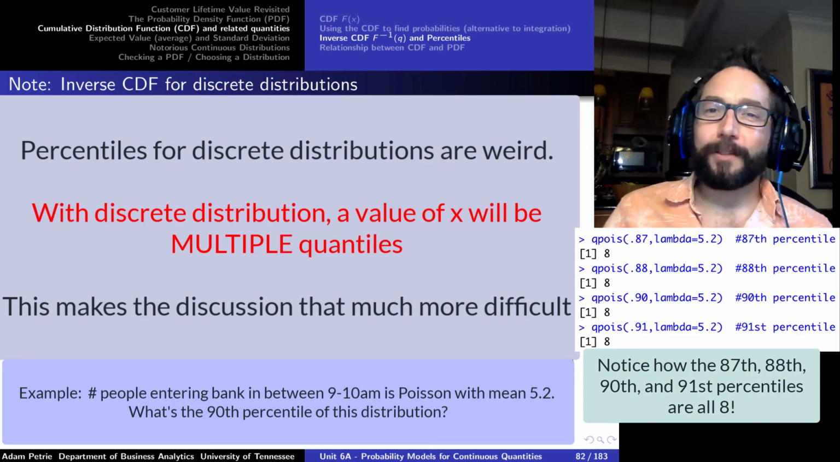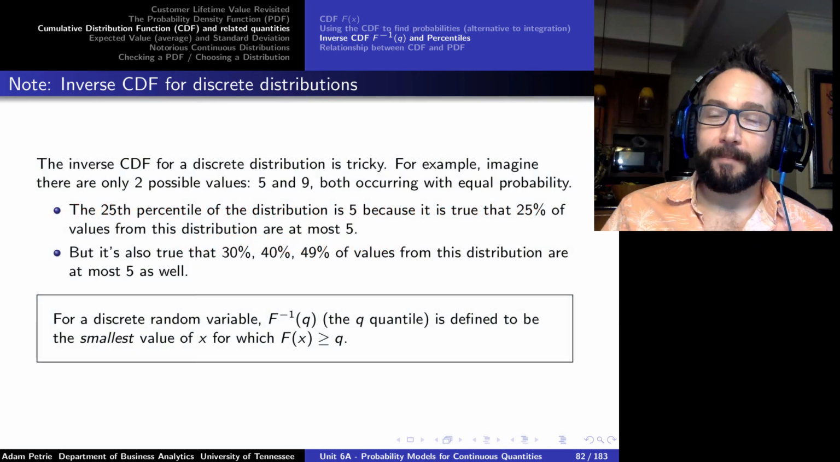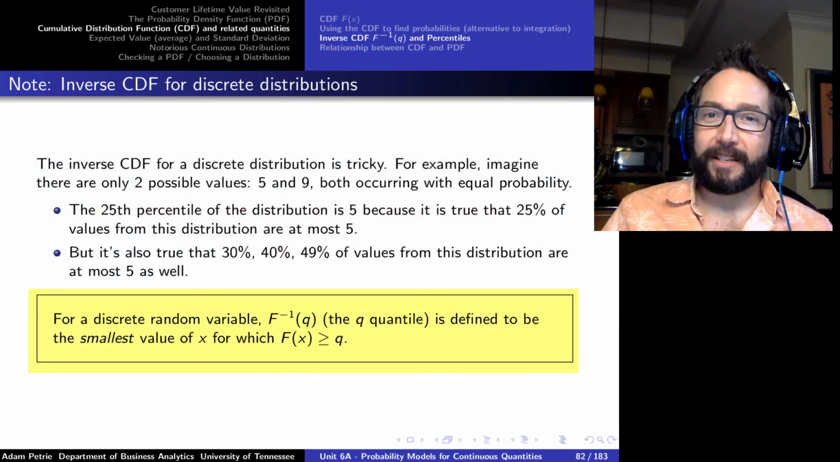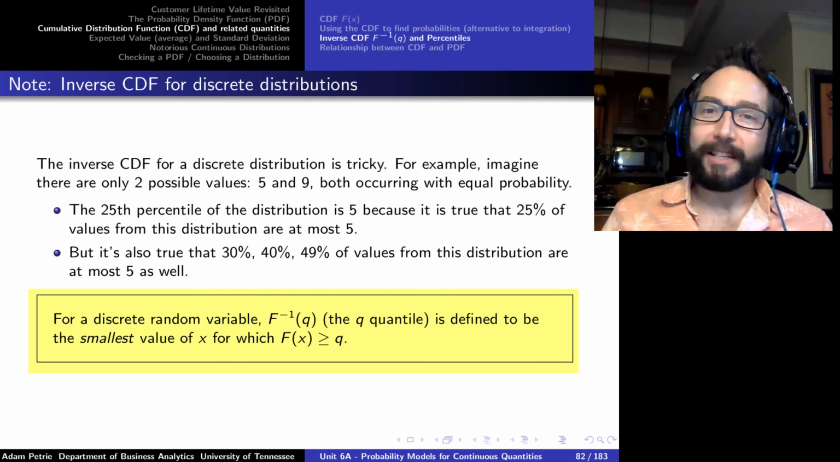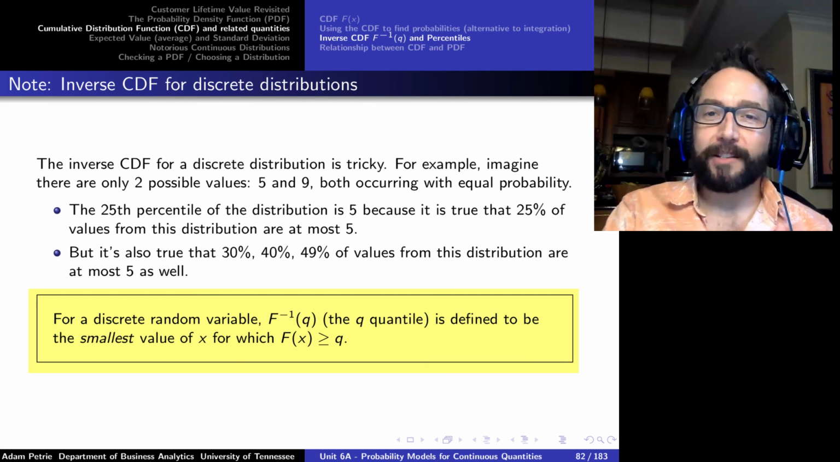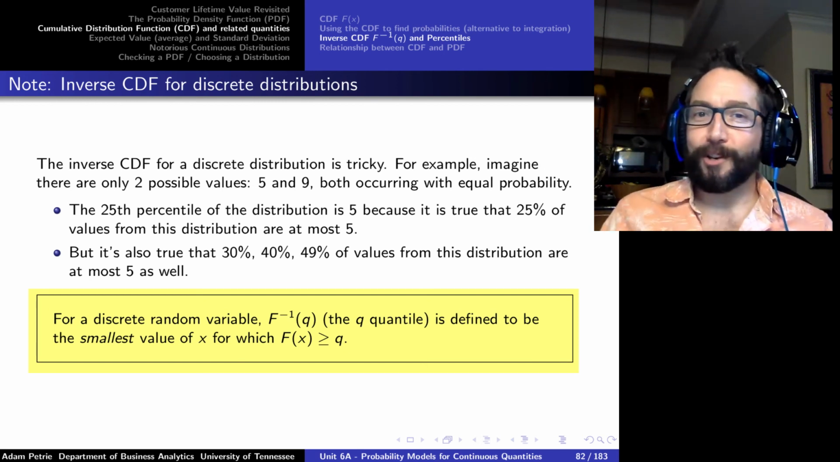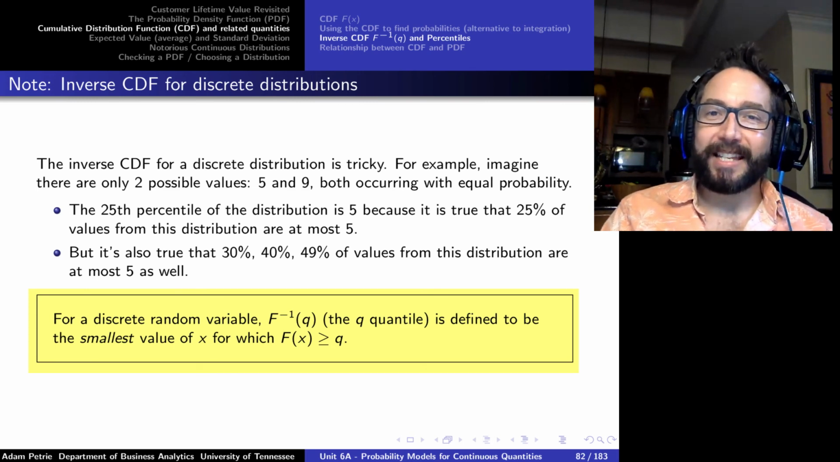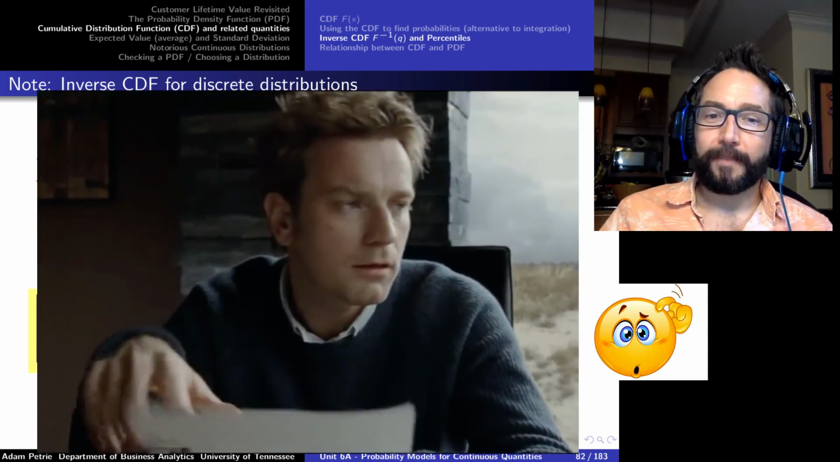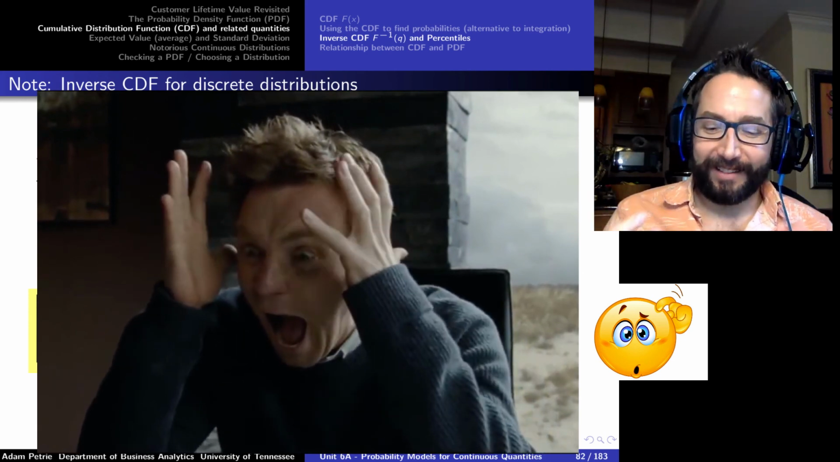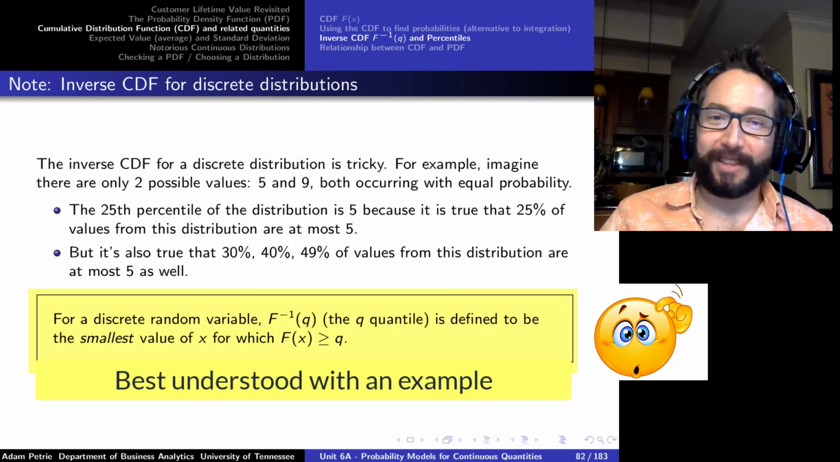Well, here's how the quantile function is defined for a discrete random variable. So for a discrete random variable, this inverse CDF function, the q quantile, is defined to be the smallest value of x for which the cumulative distribution evaluated at x is at least little q. So what does that actually tell us? Well, let's parse this with an example here.